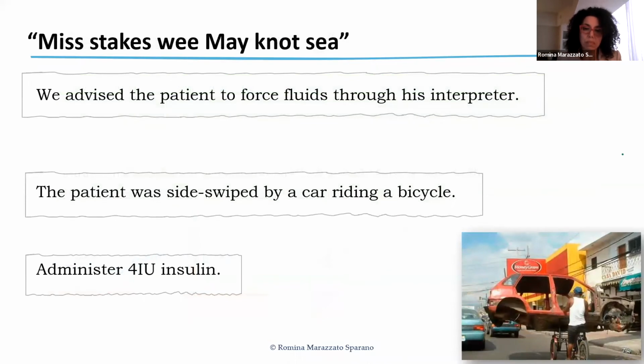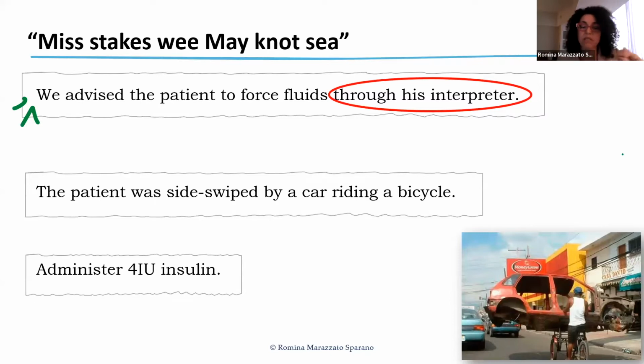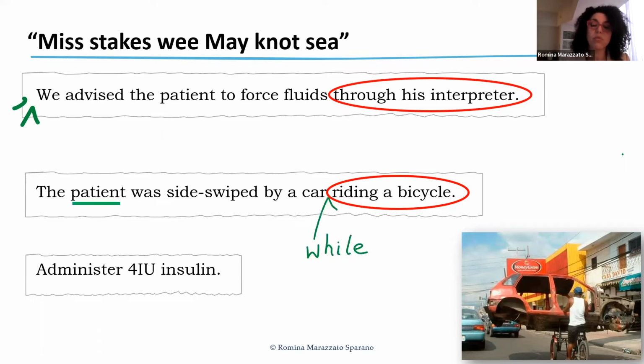We really want to help the reader walk through without obstacles in your text. So we advise the patients to force fluids through his interpreter. There's a problem there. So the patient didn't force through the fluids to the interpreter, but the interpreter talked to the patient. So how can we fix this? Simply by displacing the phrase through his interpreter, we advise the patient. Again, the same complication here. It's rare that we're going to see a car riding a bicycle, but just to make sure, we can add a little word of clarification while riding a bicycle.